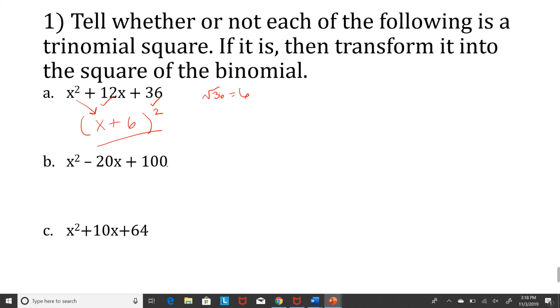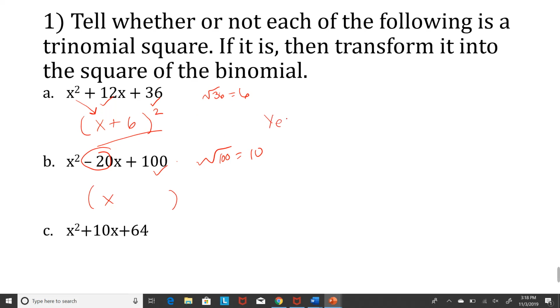Okay, x squared minus 20x plus 100 is the next example. Is 100 a perfect square? It is. The square root of 100 is 10. Okay, and then we want to know if we take 10 times a negative 2, we would get 20. So again, we have a yes.